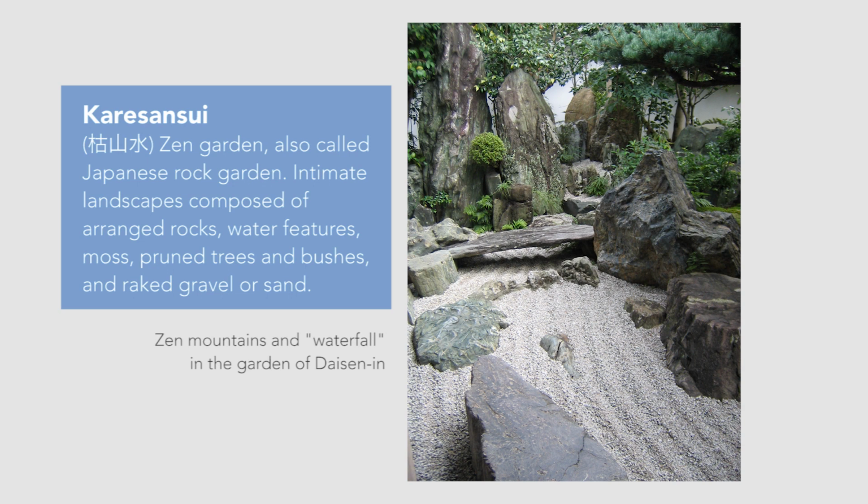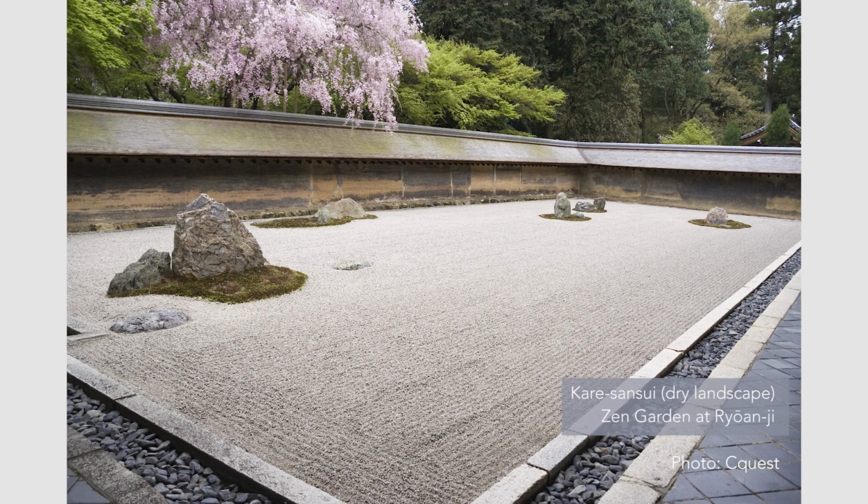Most of them are constructed largely from small pebbles and rocks, with live plantings limited to moss and simple shrubbery, and are called kare sansui, or dry landscapes, although some Zen gardens also incorporate water features such as ponds. Ryoanji is the most famous kare sansui and has become the epitome of Zen tranquility and reflection.